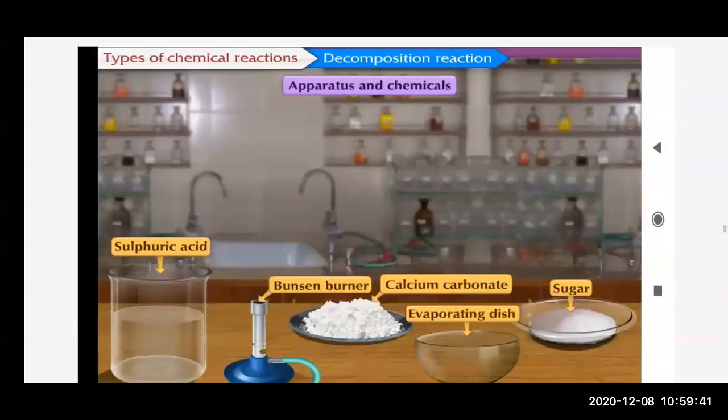And the chemicals required are sugar, calcium carbonate, sulfuric acid, etc. So these are the apparatus and chemicals required: Bunsen burner, evaporating dish. The chemicals required are sulfuric acid, calcium carbonate, and sugar. So we'll see the first activity.